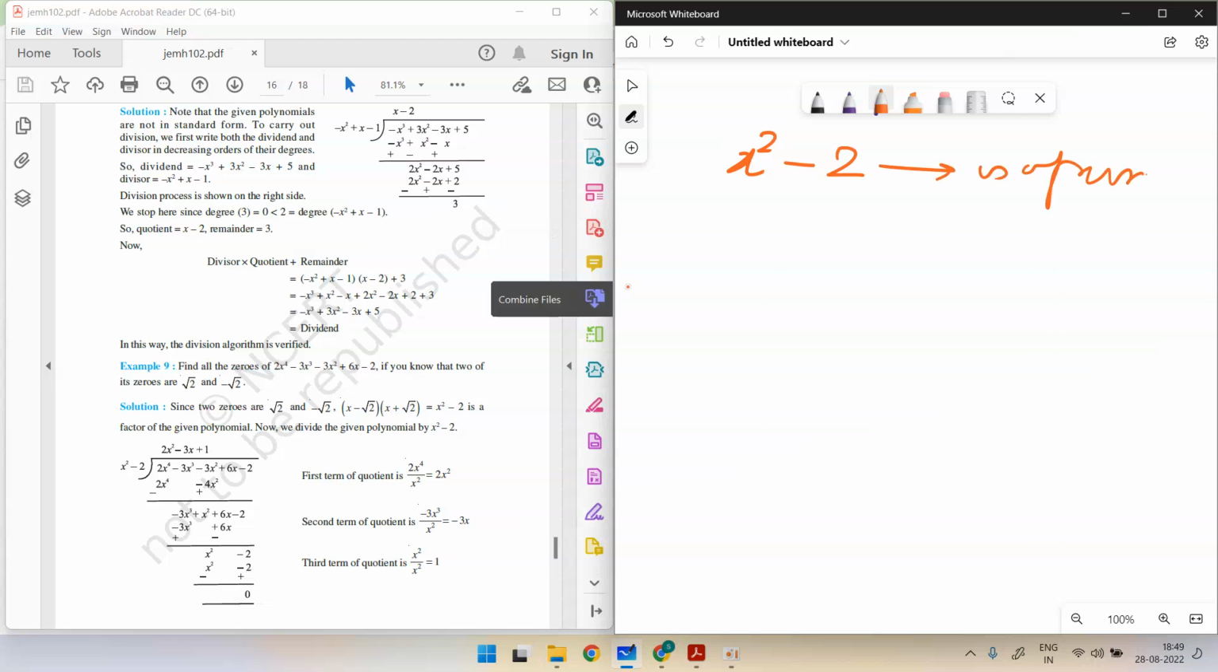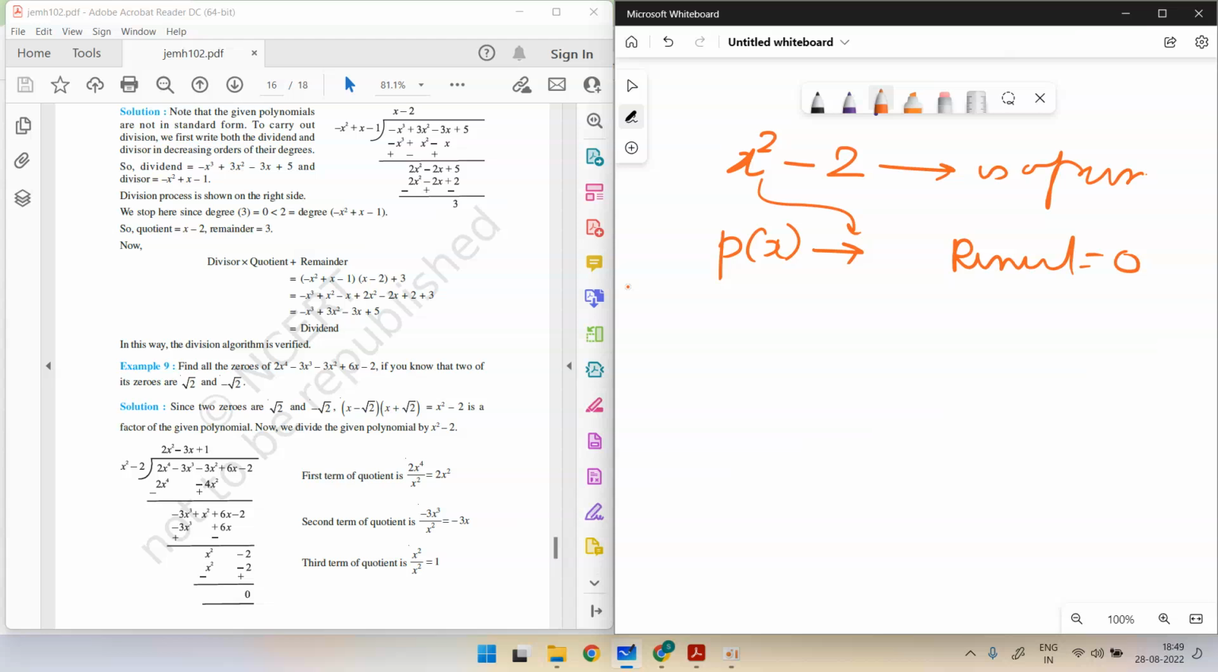Find all the zeros. We need to find all the zeros. So for all the zeros, for this to be a factor, the p(x) polynomial should have a remainder 0. You need to check even if you know that this remainder is 0.